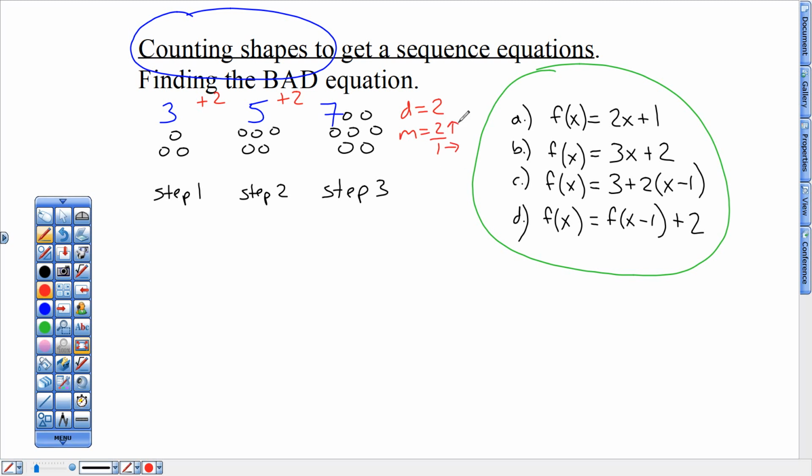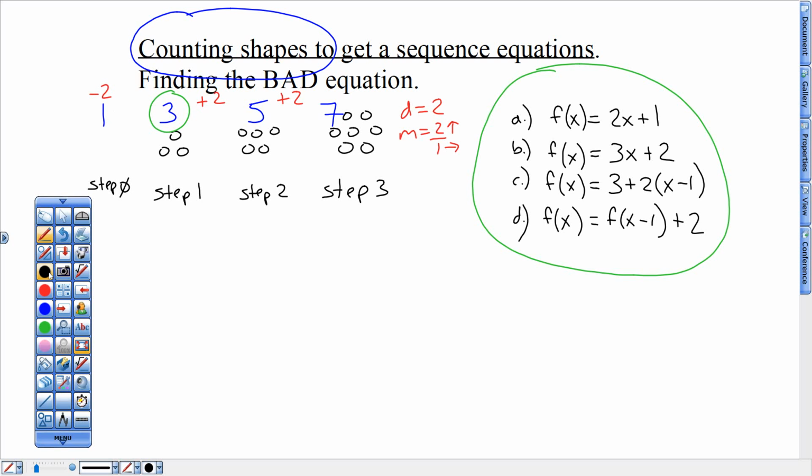I could use that number to go backwards in this sequence here, which would be step 0. And I would take that and go backwards by doing the opposite of adding 2, subtracting 2. And what am I subtracting 2 from? This 3 number in the sequence right there. So that 3 minus 2 should give you 1.